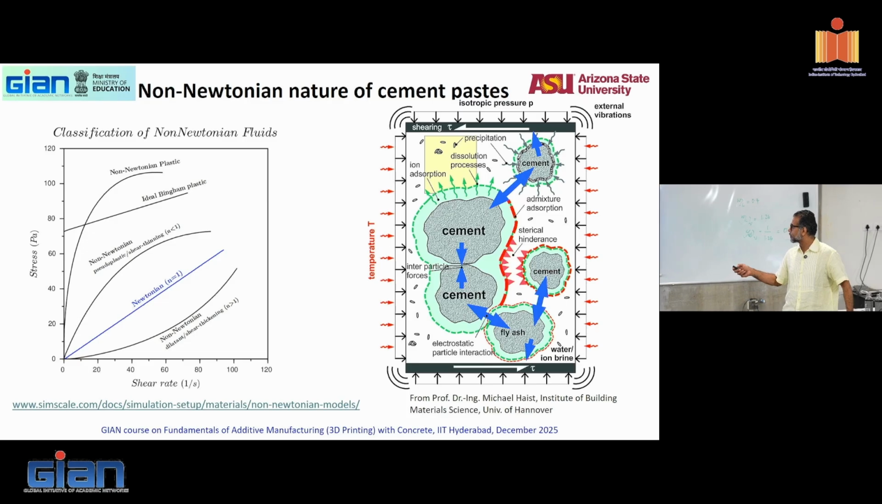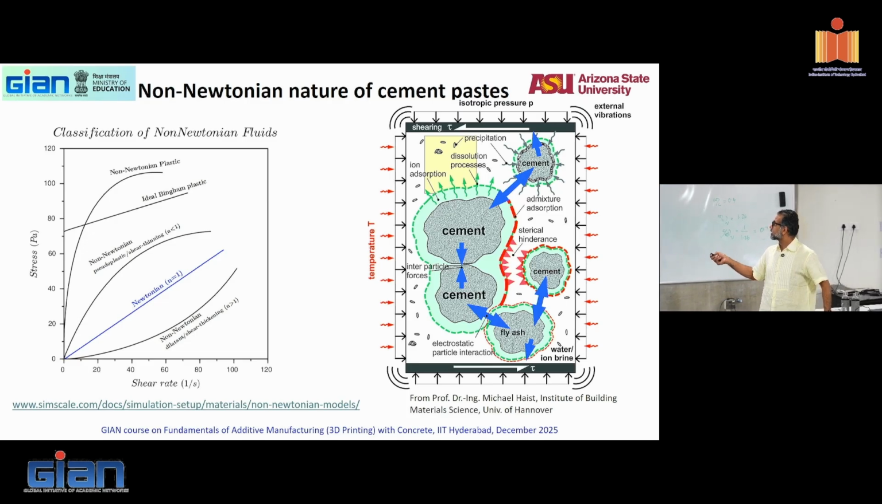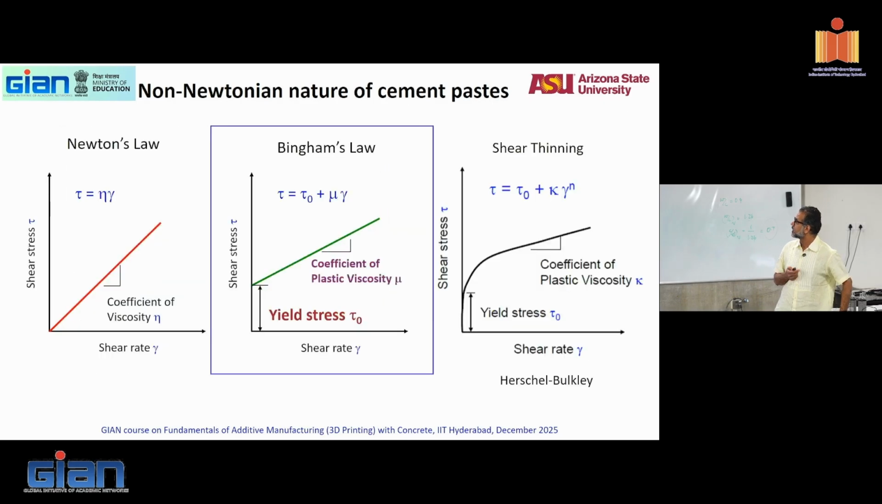So this is actually a good picture I like, because this is a very inclusive picture. It doesn't isolate, doesn't remove anything else. All the ion adsorption, dissolution processes, precipitation of hydration, admixture adsorption, steric hindrance, fly ash effect, everything is there. So that's the non-Newtonian nature, just to give you a flavor for what people in the cement field use. And if you read papers, this is what you will see.